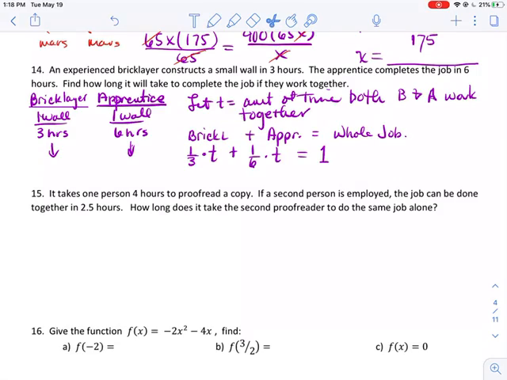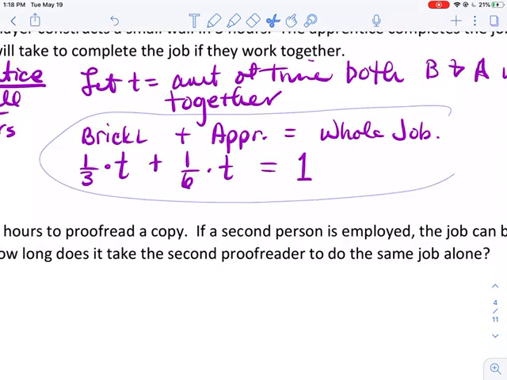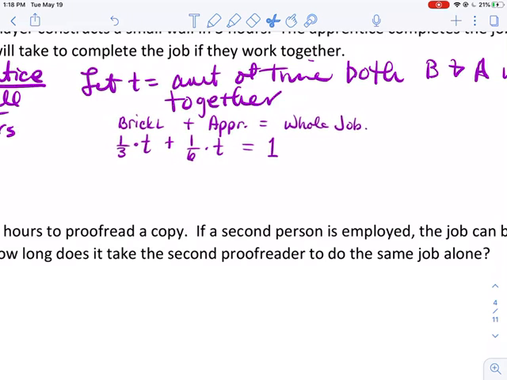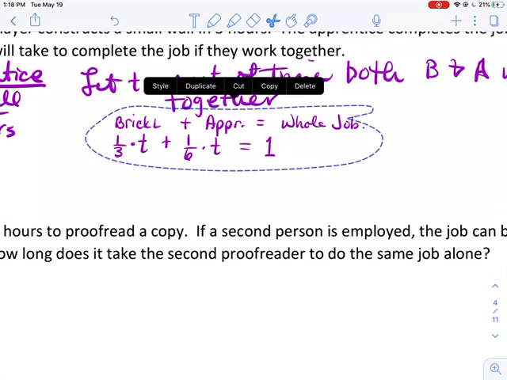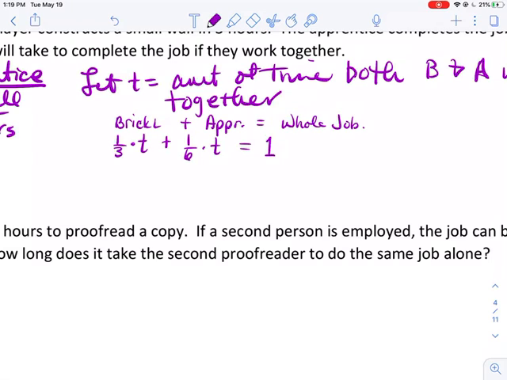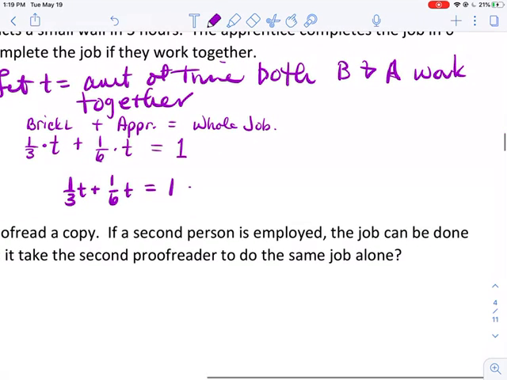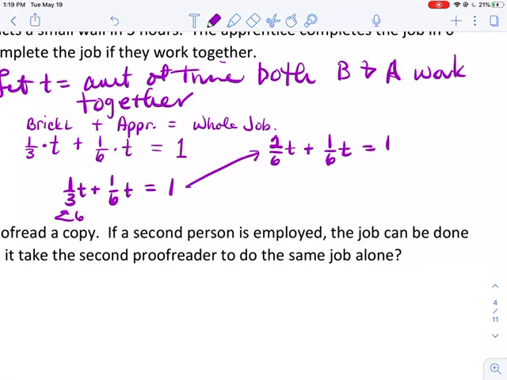So I've got 1/3 T. I'm going to make this a little bit smaller here. Together. Okay, so I've got 1/3 T plus 1/6 T is equal to 1. So I could add these two fractions together pretty easily. I'm going to make it in terms of sixths. That would make this 2/6. So 2/6 T plus 1/6 T is equal to 1.